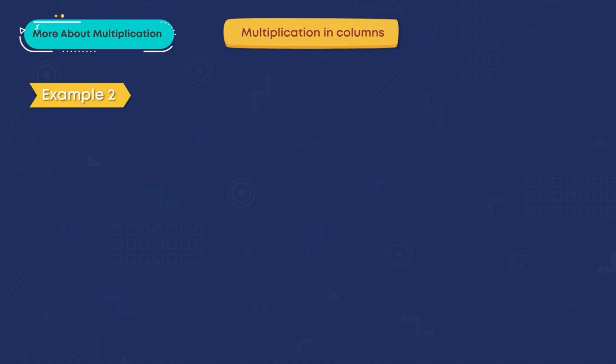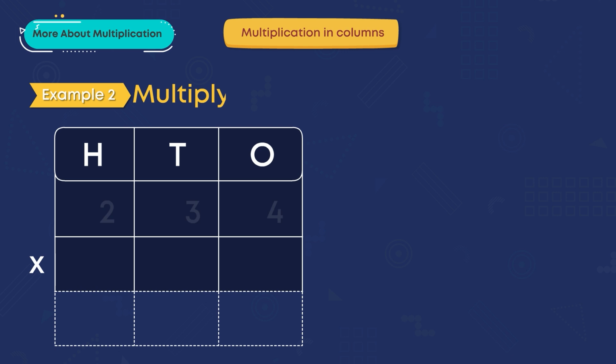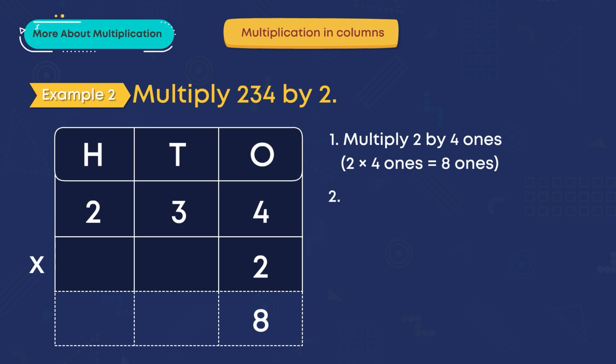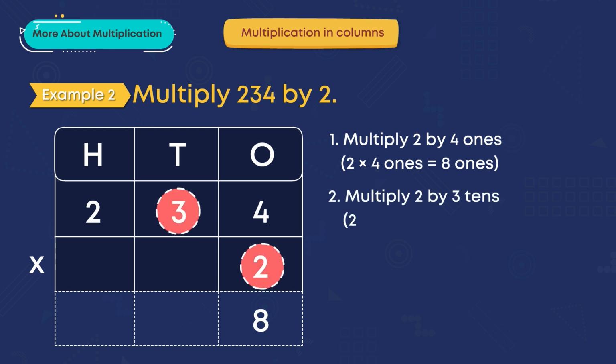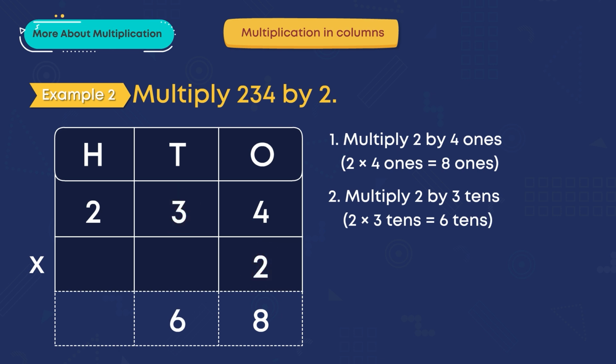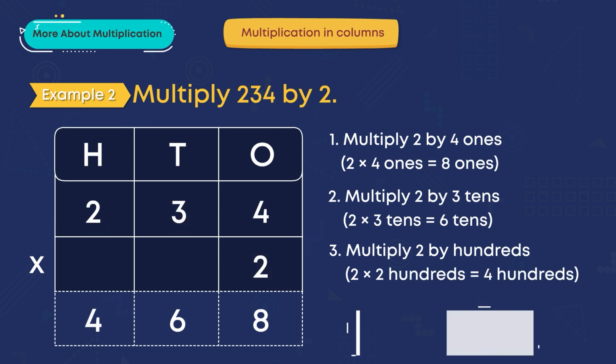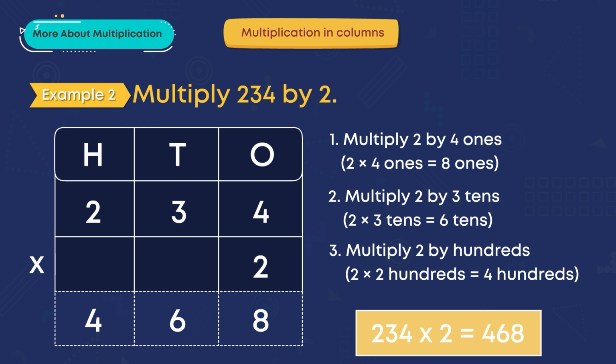Example 2. Multiply 234 by 2. Multiply 2 by 4 ones. 2 times 4 ones is equal to 8 ones. Multiply 2 by 3 tens. 2 times 3 tens is equal to 6 tens. Multiply 2 by hundreds. 2 times 2 hundreds is equal to 4 hundreds. 234 times 2 equals 468.